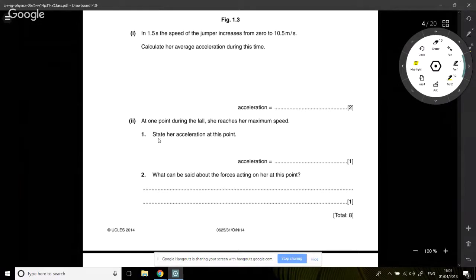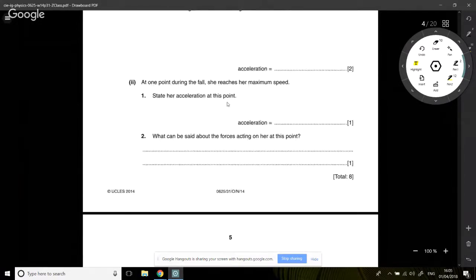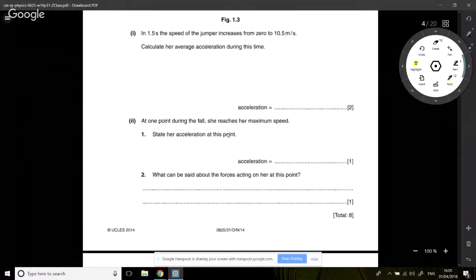And then it says at one point she reaches her maximum speed. State her acceleration at this point. Well, if she's reached her maximum speed, that means there is no more acceleration of any form. So the acceleration would just be 0.